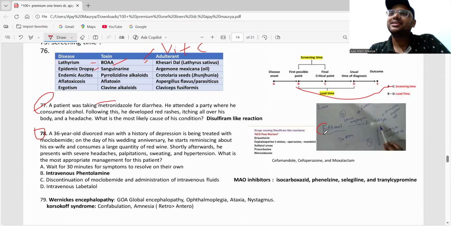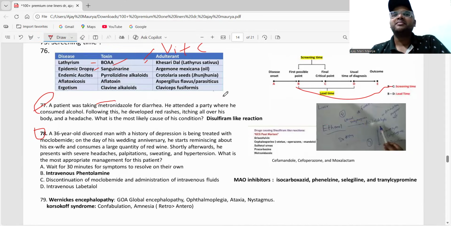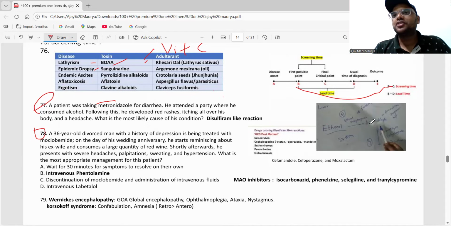This is ethanol. Alcohol content is ethanol. It goes to the liver. In the liver, ethanol is going to convert into what? Acetaldehyde. Then acetaldehyde is going to convert into acetate.